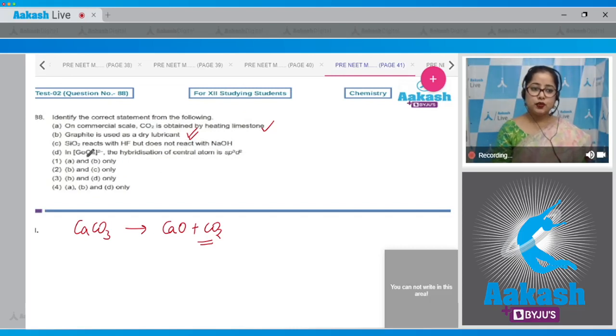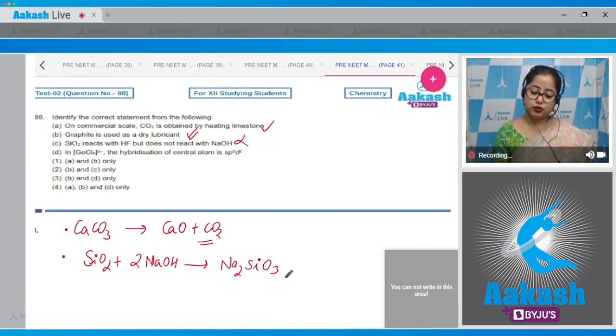Moving to next, SiO2 reacts with HF but does not react with NaOH. Students, this is an incorrect statement, as SiO2 reacts with HF, and also reacts with NaOH. Students, I'm writing the reaction here. SiO2 reacts with two molecules of NaOH to give Na2SiO3 plus H2O. It also reacts with 4 molecules of HF to give SiF4 plus 2H2O.